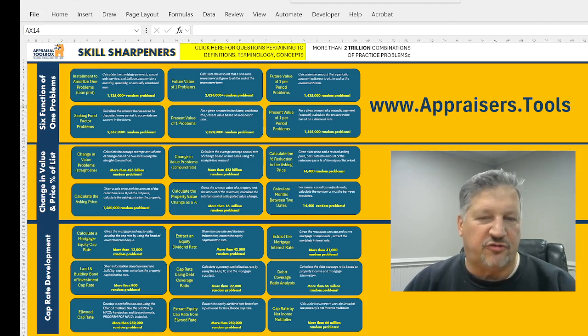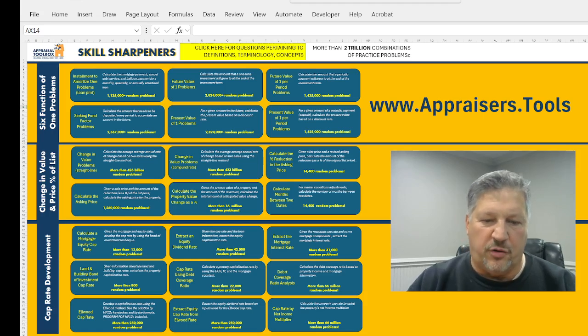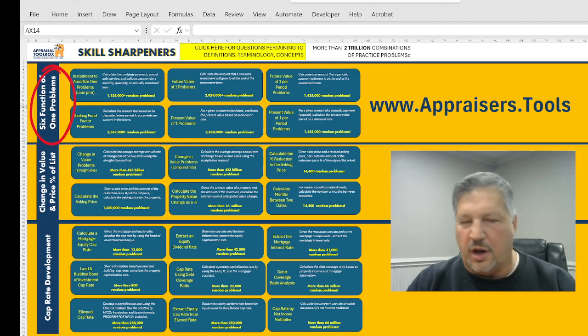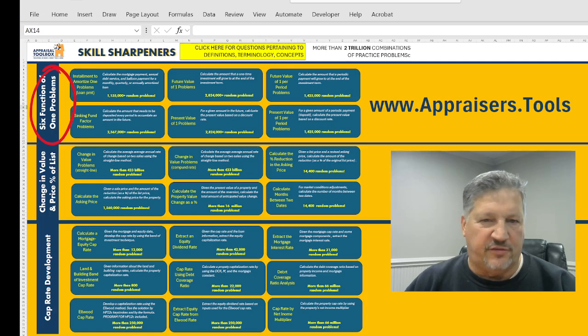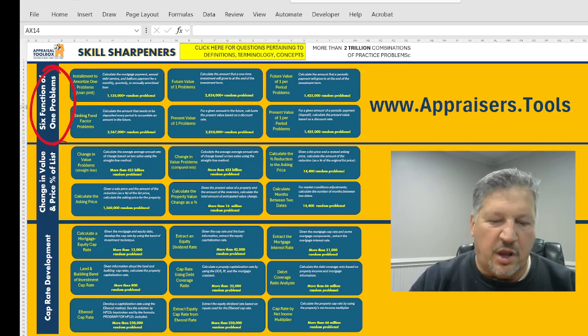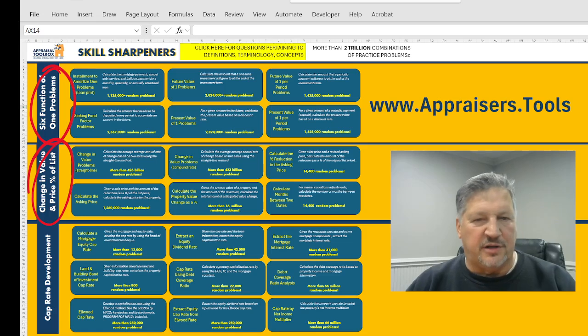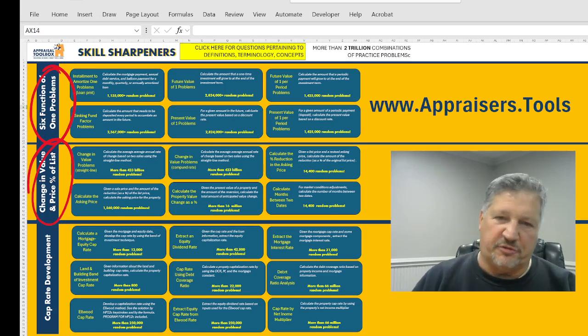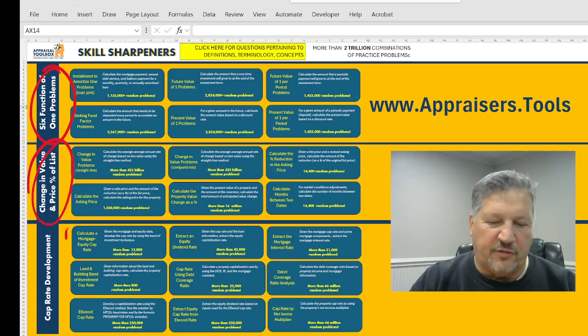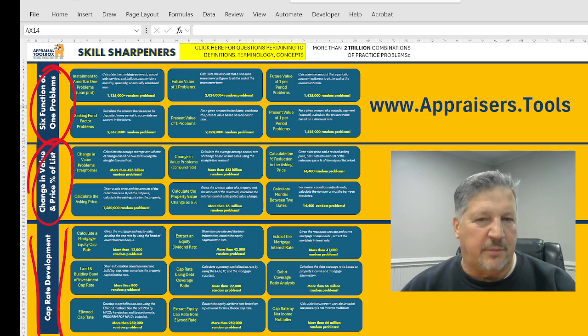Now, our skill sharpener resources are a series of practice problems that are divided into categories. And we've got, as you can see on the screen now, a category called 6 Functions of One, where all the problems deal with all the various functions and formulas dealing with 6 functions of one and their applications in the appraisal profession. We also have all kinds of math problems and algebra dealing with percentage, change in percentage, change in value over time problems. And then we also have quite a bit of material dealing with the development of cap rates.